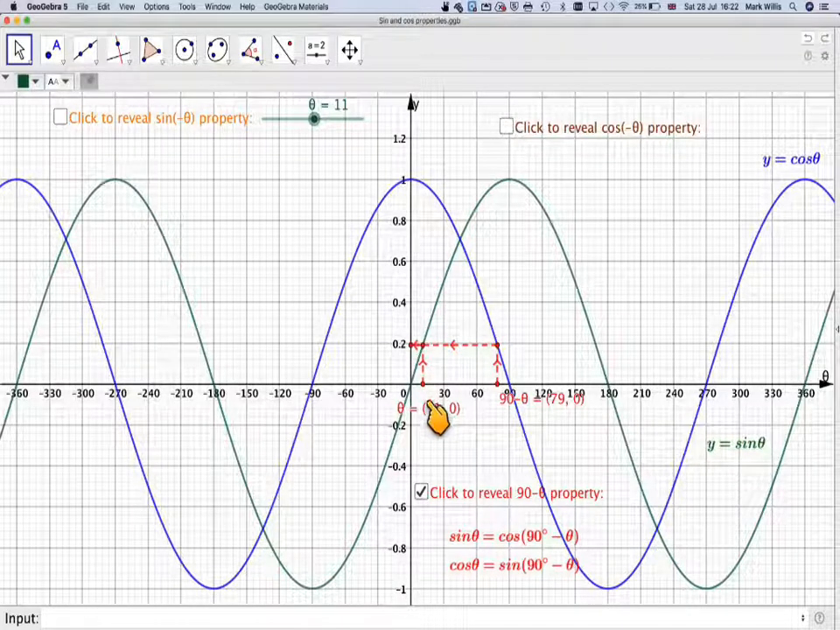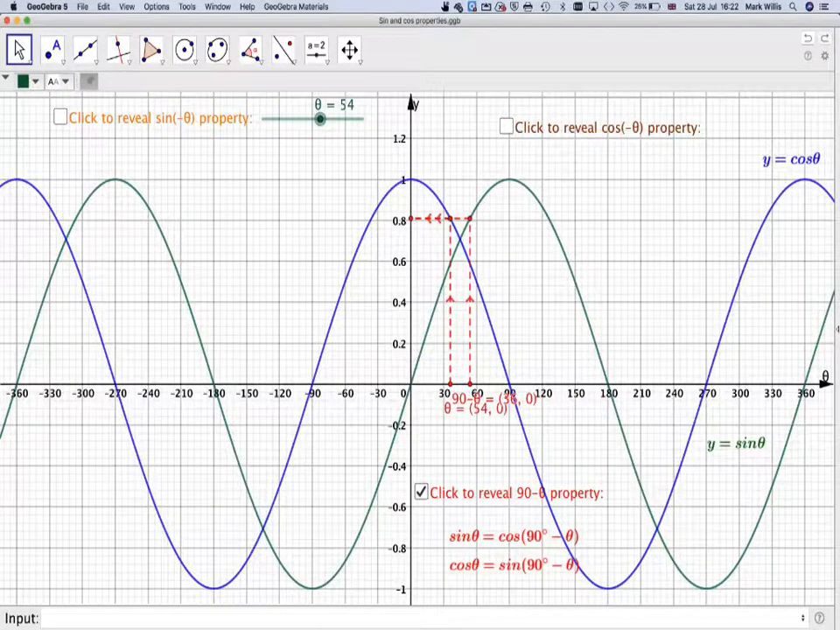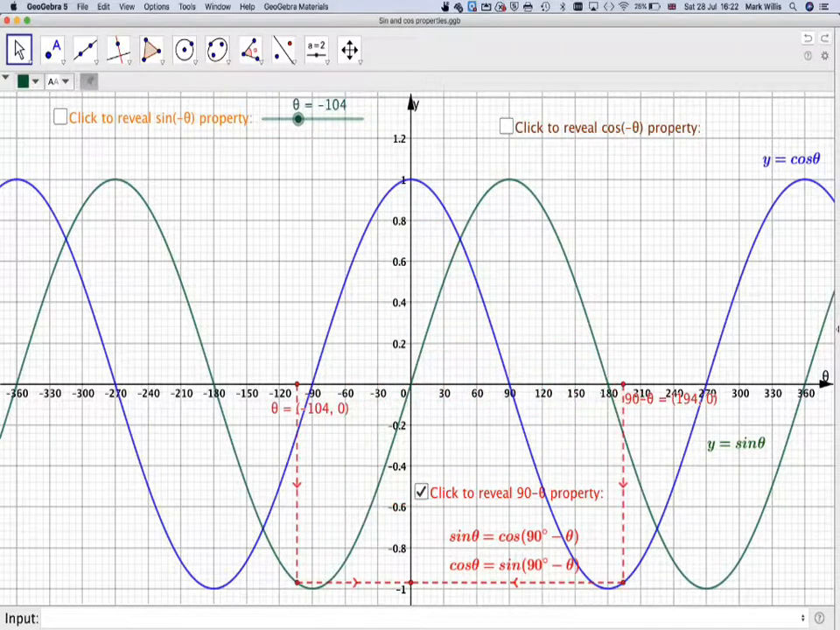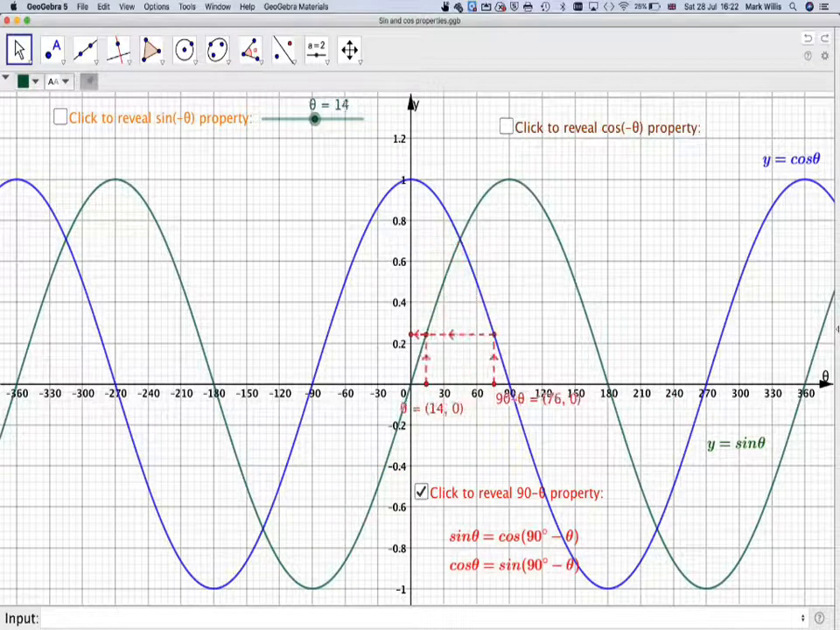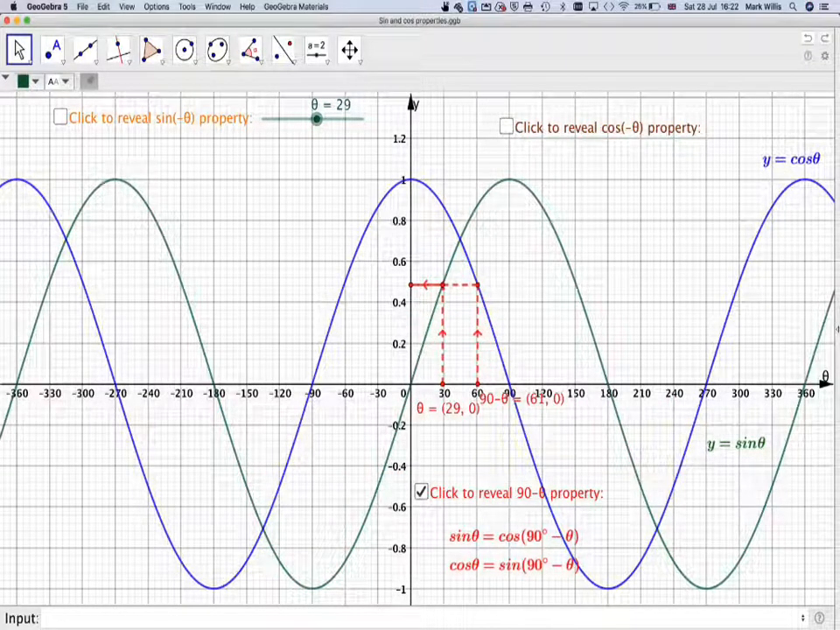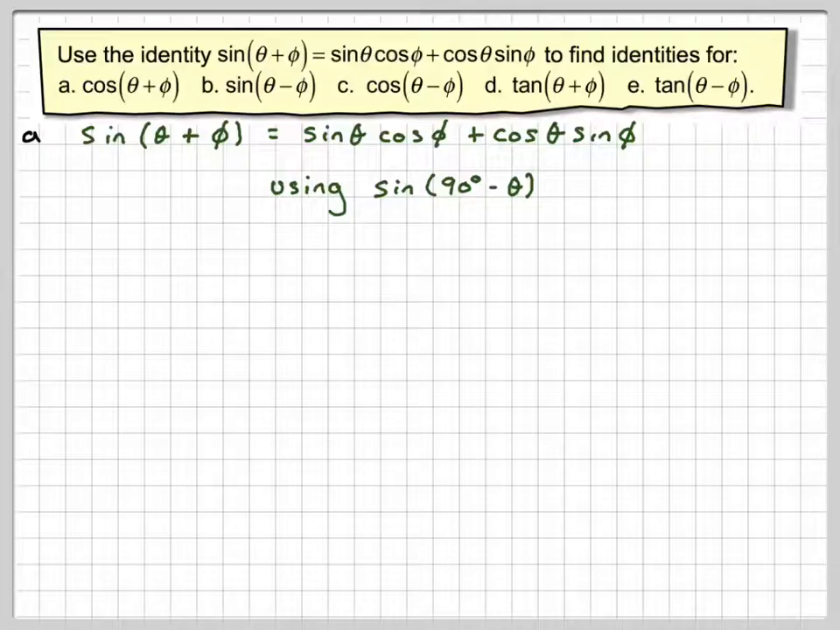So sine of 11 is about this value, about 0.2. And then 90 minus theta will be 79. So cos of 79 is the same value, and that's true wherever you put theta. It's always going to be true. So we end up with a couple of identities: sine theta is equal to cos of 90 minus theta, and cos theta is equal to sine of 90 minus theta. Those are worth remembering.